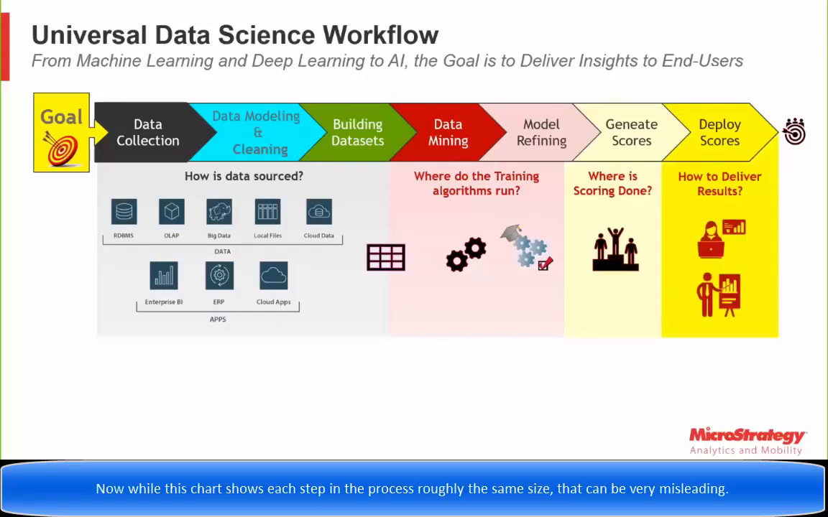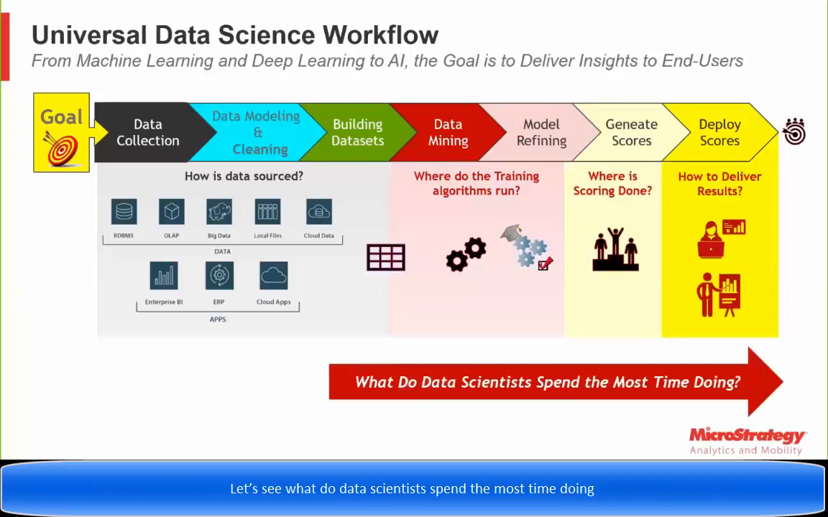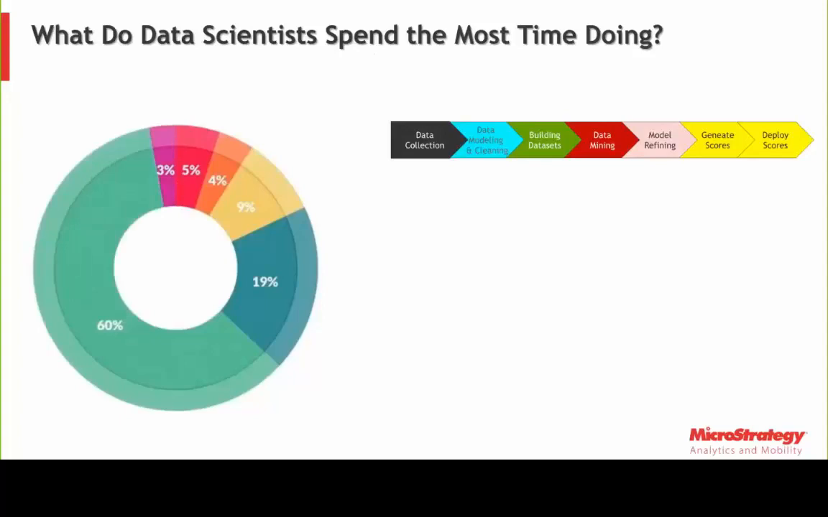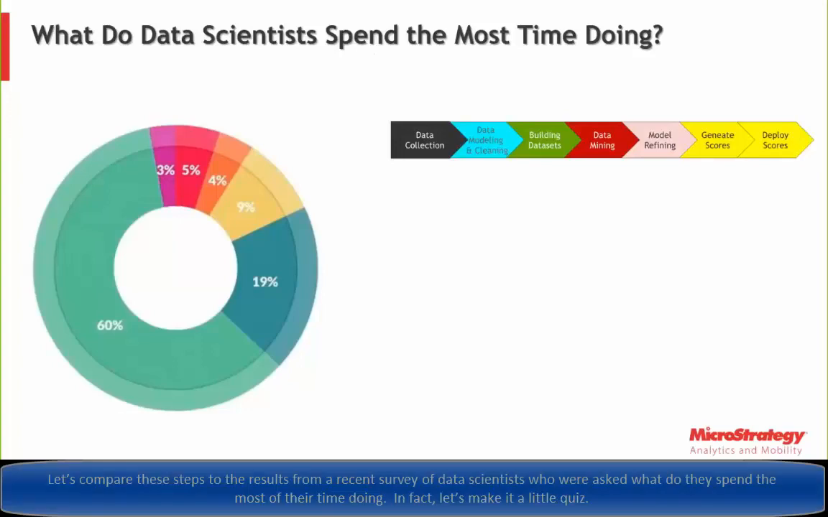Now, while this chart shows every step in the process is roughly the same size, that can be very misleading. Let's see what data scientists spend the most time doing. I want to give credit to Jeff Maddox. He came up with this survey, and I love it as a hook to talk about how data scientists spend their time. Let's compare the steps to the results from this recent survey where data scientists were asked what they spend most of their time doing.